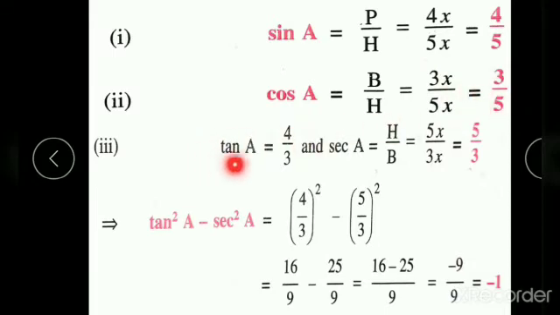And the third one, you have to find out tan square A minus secant square A. For this you should know what is tan A and what is secant A. So tan A you have already found, that is 4 divided by 3, and secant is hypotenuse by base. Hypotenuse is nothing but 5x divided by base 3x. X and x will get cancelled, so you get secant A as 5 divided by 3. So substitute the value of tan and secant. So what is tan? 4 divided by 3, write the square, minus secant A is 5 divided by 3, write the square.